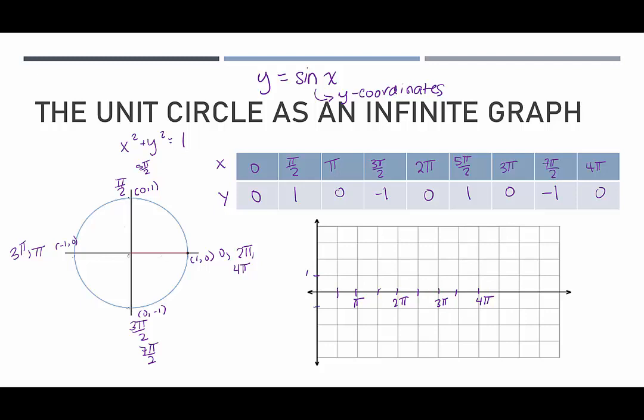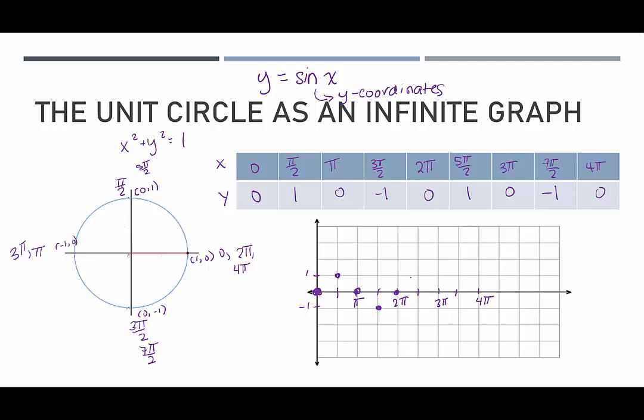So here we have 1, down here we have negative 1. We start at the point 0, 0. We go to pi over 2, which is right here, up to 1. Pi, 0. 3 pi over 2, negative 1. Then we go back to 0. So right there, I just graphed 5 points. Those 5 points make up one cycle of the sine curve, one cycle.